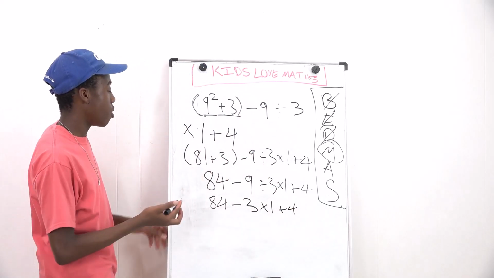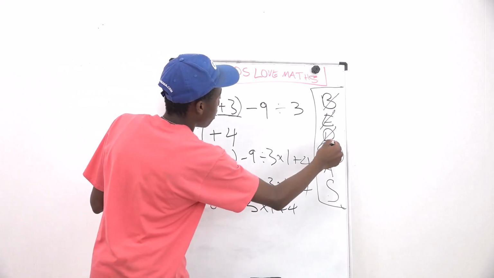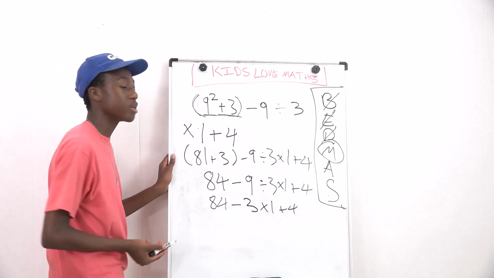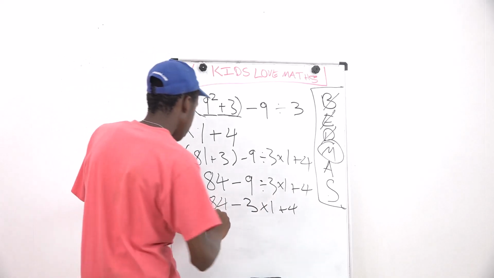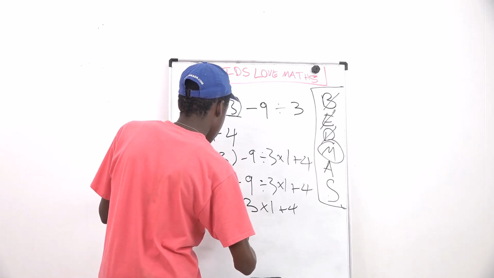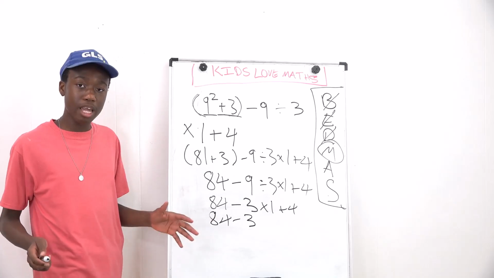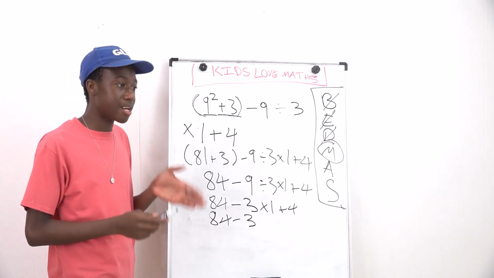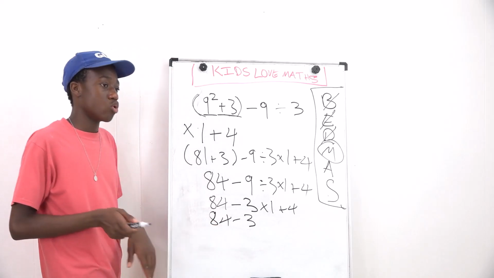Next, what do we do next? Well, since we have multiplication, we're going to do multiplication next. 3 times 1 equals 3, so we have 84, subtract 3, plus 4. Anything, by the way, multiplied by 1 is that number. So infinity times 1 is infinity.